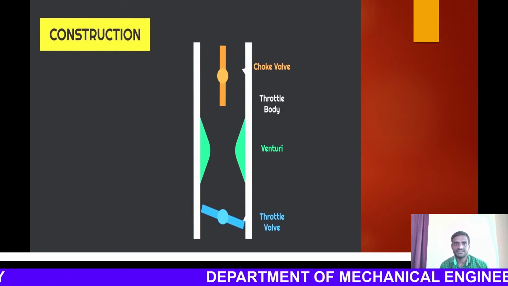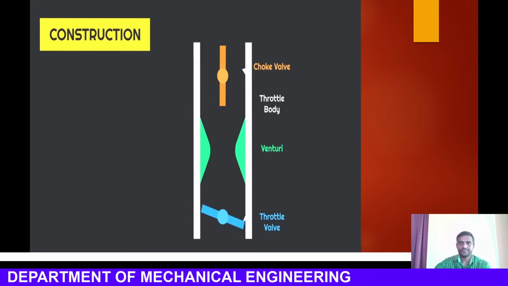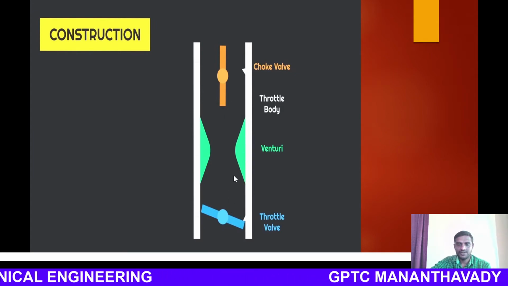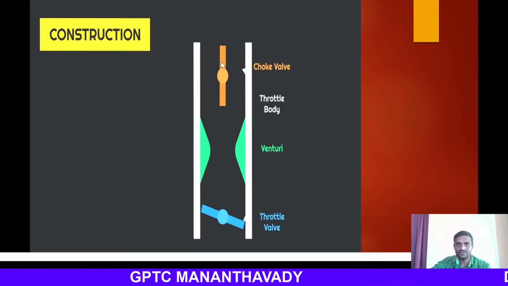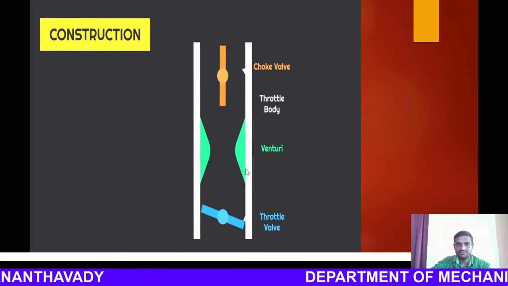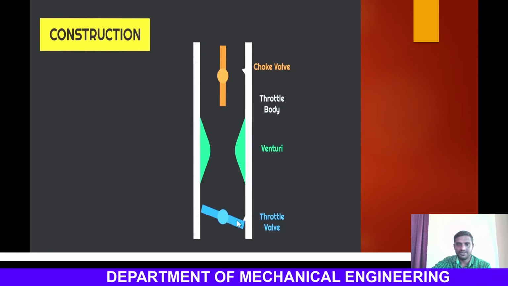So here the construction of the carburetor is shown. These are the construction details. Here you can see a carburetor body, and this one is the choke valve. This orange colored one is the choke valve, this light green colored one is the venturi area, and this blue colored one is the throttle.